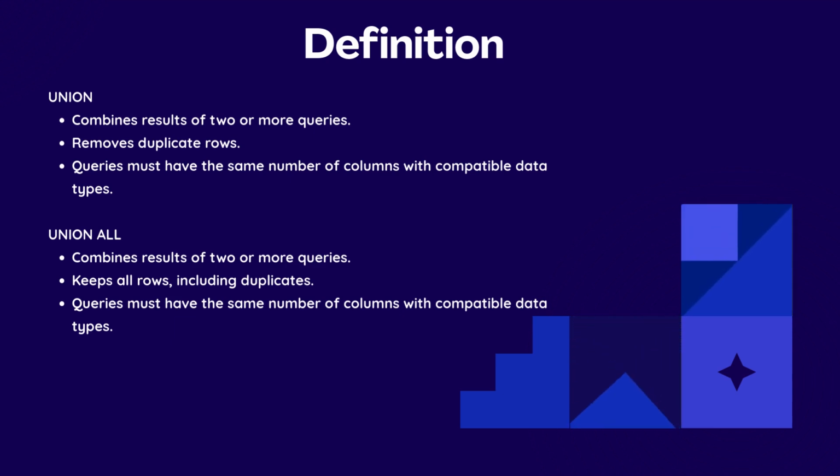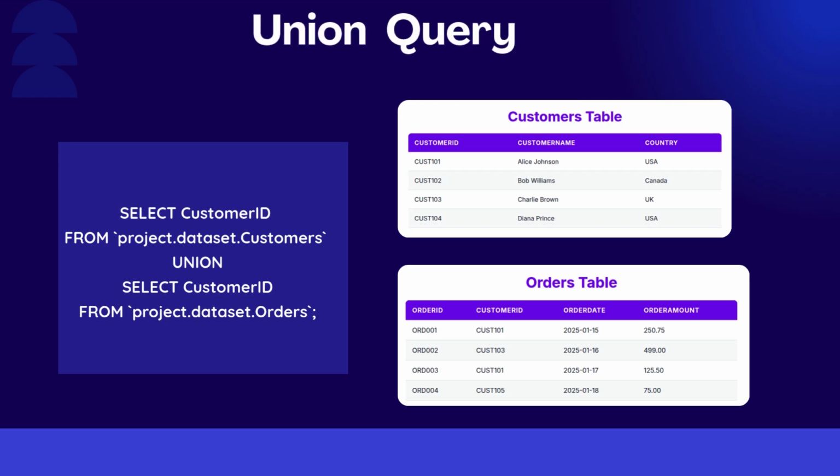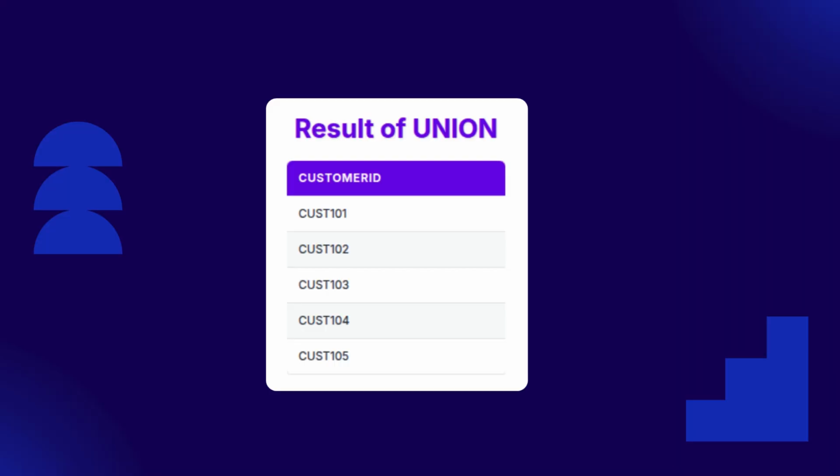Now, let's use an example with our customers and orders tables. Suppose we want to list all customer IDs from both tables, from the customers table and from the orders table. We can write: SELECT customer_id FROM customers UNION SELECT customer_id FROM orders. This query will return a single list of customer IDs, with duplicates removed. So if a customer exists in both tables, they will only appear once.